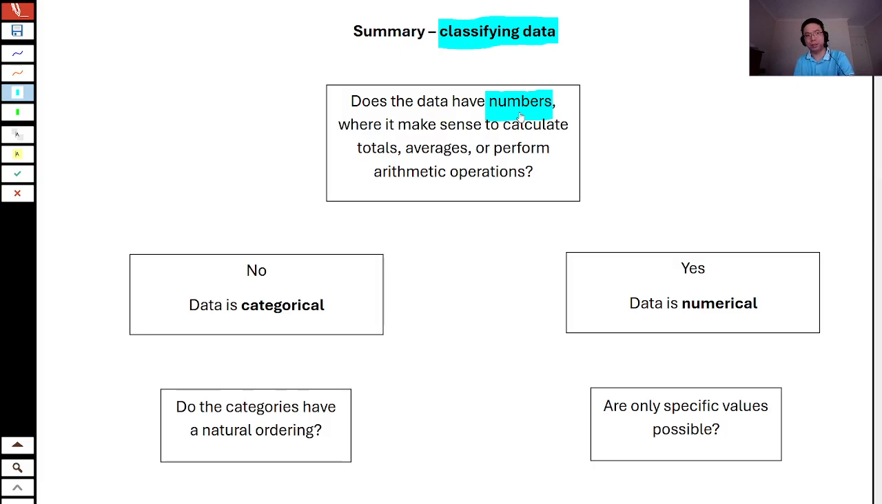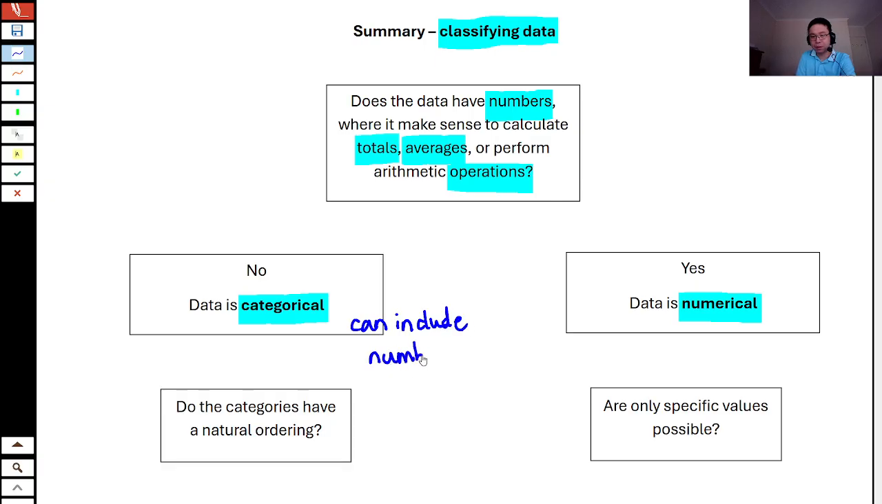But not only that question. Does it make sense to calculate things such as totals, averages, or to perform math operations with those numbers? If the answer to that question is yes, then your data is numerical. If not, then the data is categorical. But please note, very carefully, that categorical data can include numbers. It's just that we can't really make sense of totals, averages, or operations with those numbers.